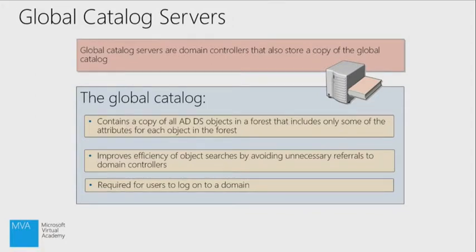It improves efficiency of object searches by avoiding unnecessary referrals to domain controllers. Again, this is one of those situations where we have to reference technology to explain technology that we haven't necessarily learned about yet. We're going to learn about forests, domains, and trust in a few minutes. Global catalog servers are also required for users to log on to a domain. Again, we'll cover that as we get into domains, forests, and trees.